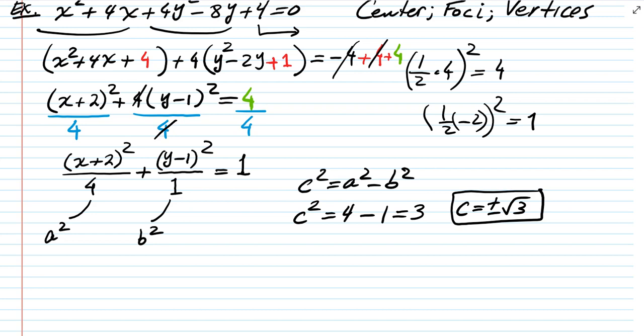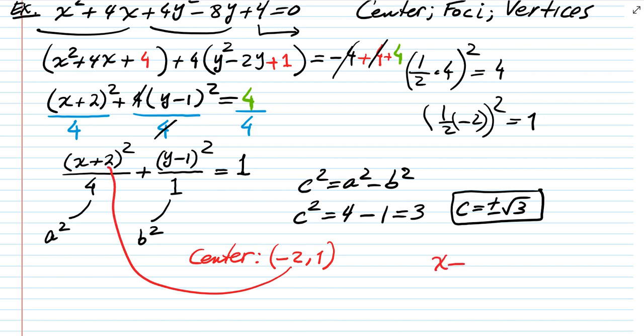Okay, now we can identify the center. The center of this ellipse is going to be at h is negative 2 and k is 1. The reason it's negative 2, by the way, not 2, because remember the form is x minus h. So that's x plus 2. H is negative 2. See that? H is negative 2. It's opposite of what it seems within parentheses. So we got the center. That answers a portion of our question. And we will graph it in the end.